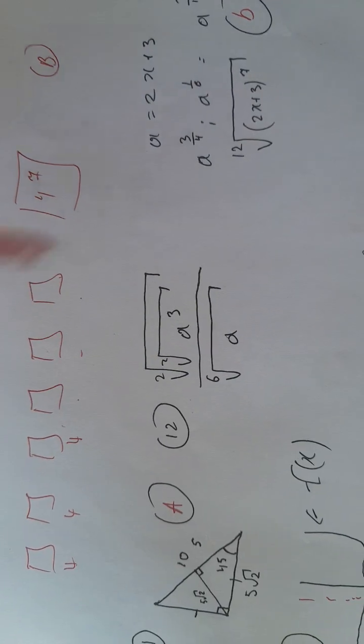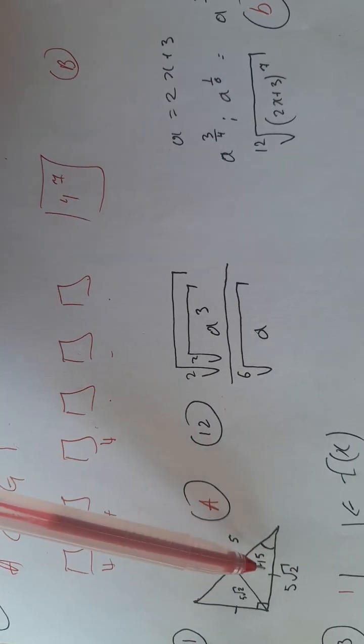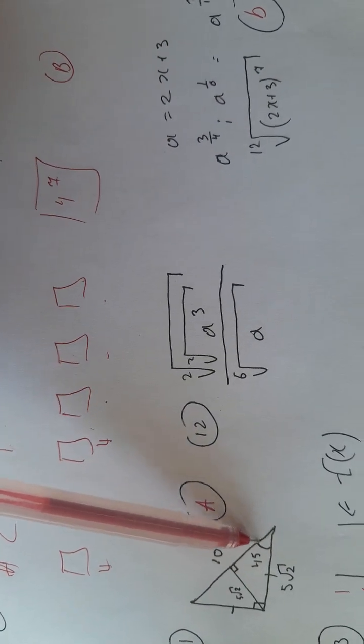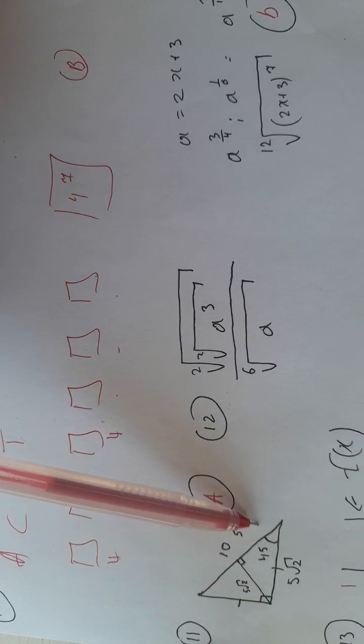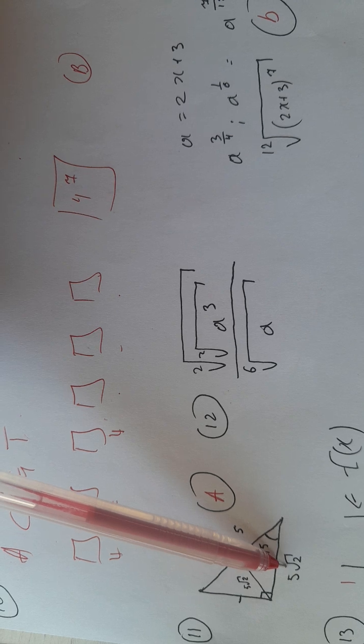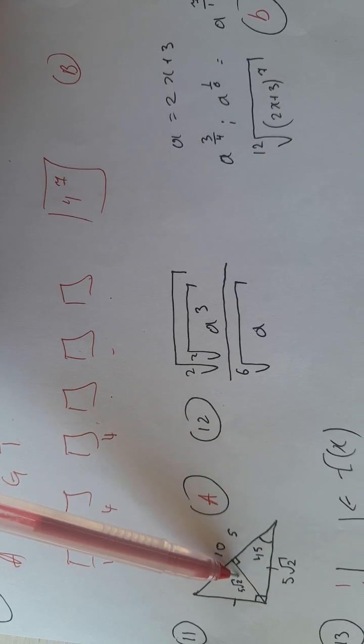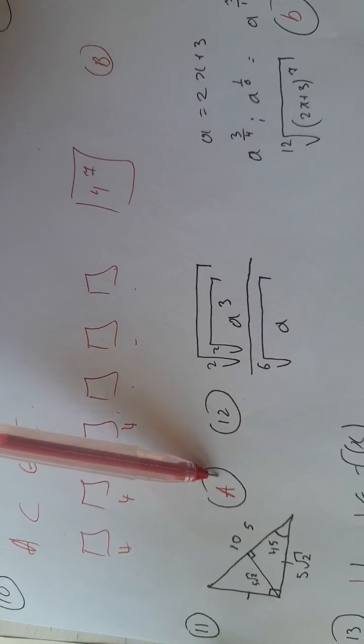The 11th question says that we have this triangle, which is also a right triangle. The hypotenuse or the base is 10. We have to find the altitude. This is 5 root of 2, and this is 5 root of 2. The correct answer is A.